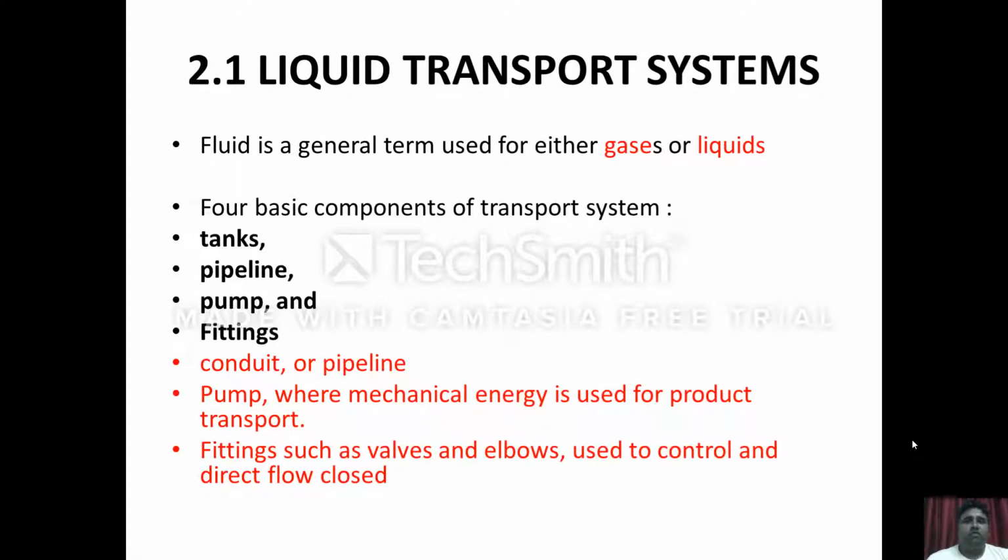Liquid transport system. When we talk about the liquid transport system, it consists of four parts: the tank, pipeline, pump, and fitting. So, in this unit, we will study what the different types of material are that we use for the construction of pipe, and what the different types of pump are.